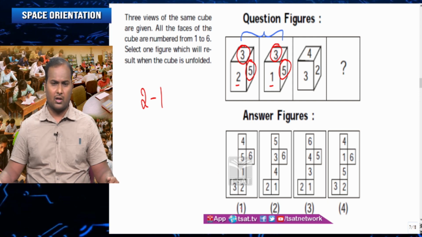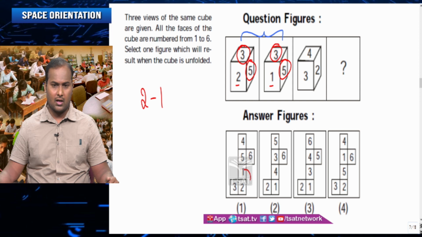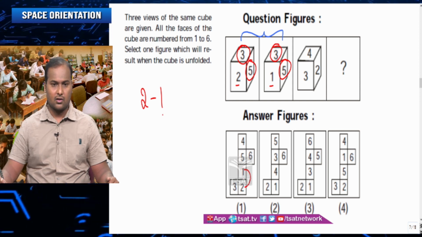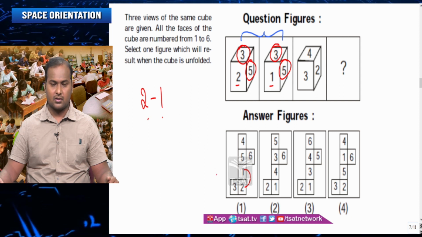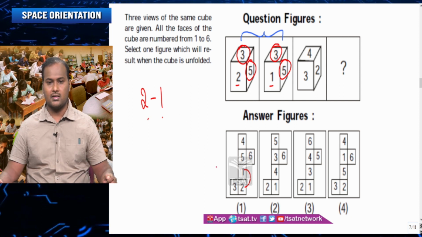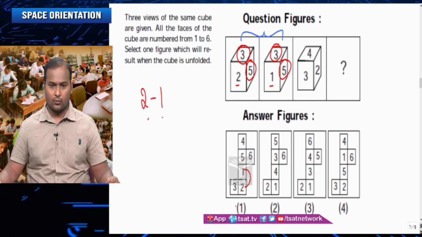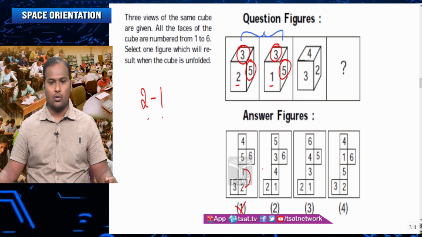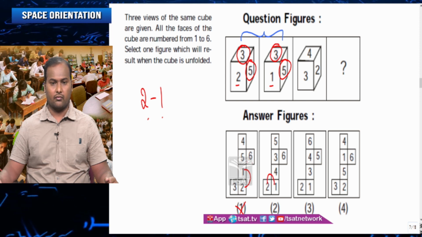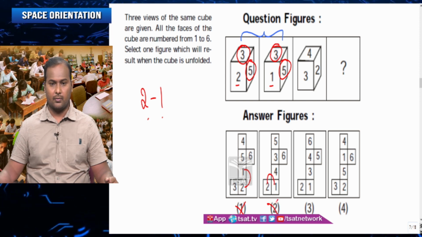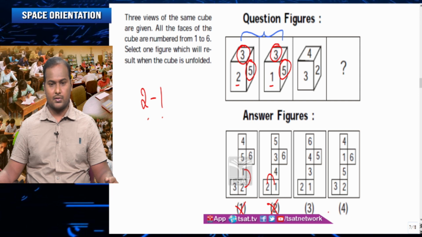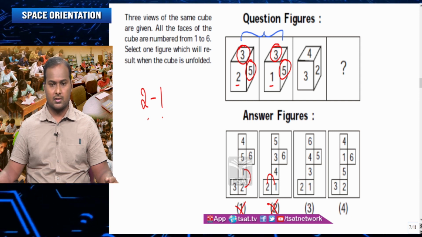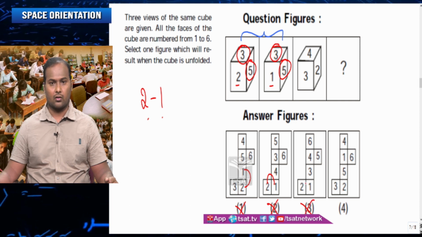If you see, for example, option 1: in option 1, 1 and 2 are adjacent. This is wrong, because 1 and 2 are opposite faces, so obviously there should be one face in between. So option 1 is wrong. Come to option 2. In option 2 also 1 and 2 are adjacent. So when 1 and 2 are adjacent, this will also be wrong. And see option 3. In option 3 also 1 and 2 are adjacent. When 1 and 2 are adjacent, this option is also wrong.